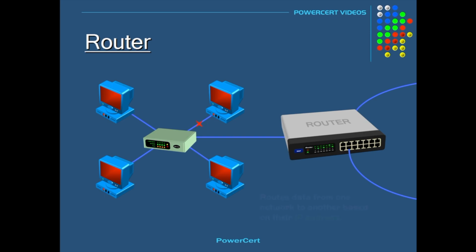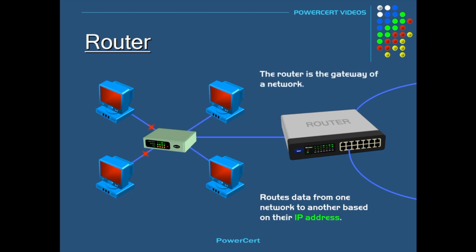A router is a device that routes or forwards data from one network to another based on their IP address. When a data packet is received, the router inspects the data's IP address and determines if the packet was meant for its own network or if it's meant for another network. If the router determines that the data packet is meant for its own network, it receives it. But if it's not meant for its own network, it sends it off to another network. So a router is essentially the gateway of a network.